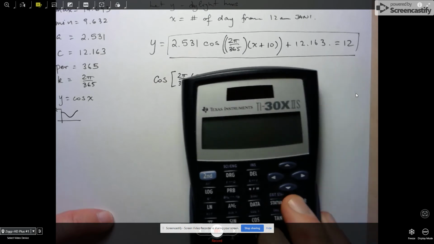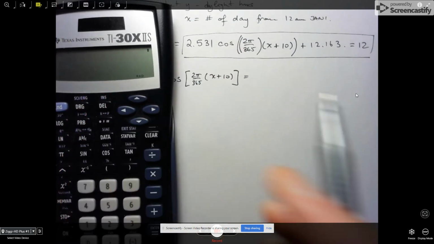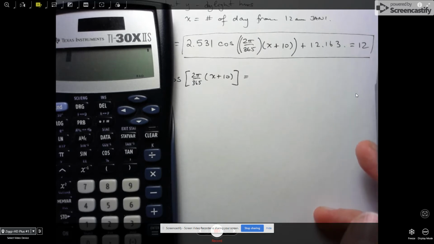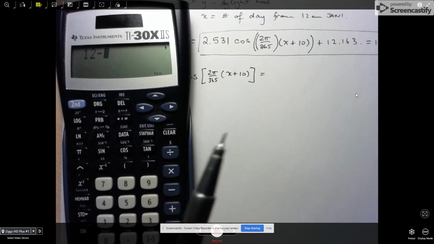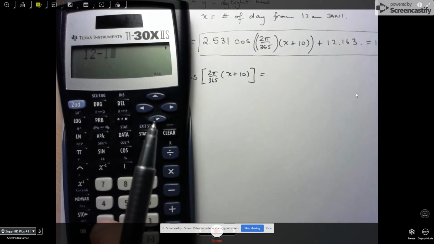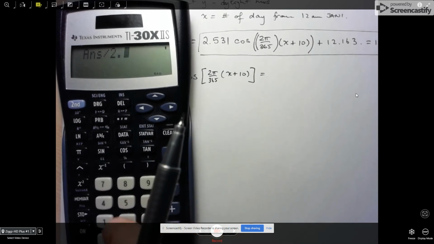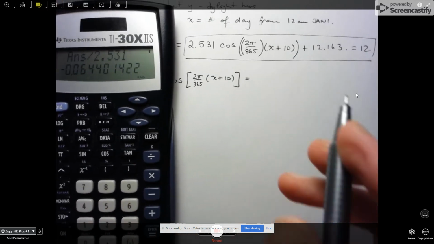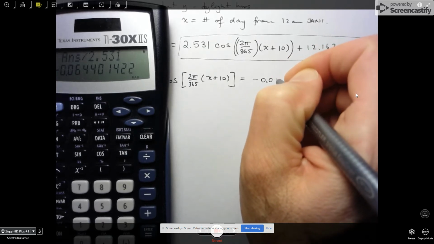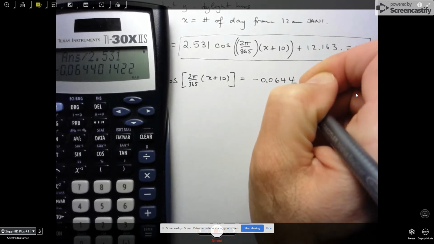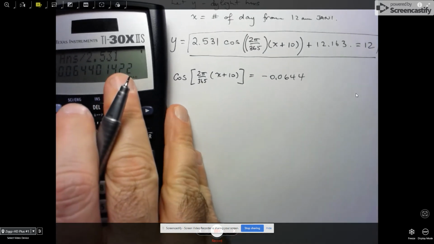So we have the cosine of 2 pi over 365 times x plus 10 is equal to, well, let's get our calculator out. I'm just going to subtract the 12.163 and then divide by 2.531. So we've got 12 minus 12.163, and then divided by 2.531 is equal to negative 0.0644.